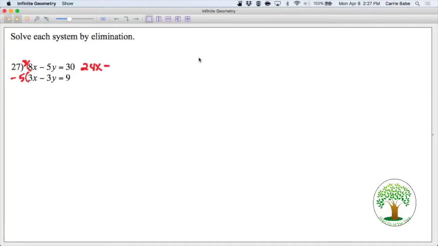Minus 15y. Be careful. This is the part that most people mess up on: after the equals, you forget to multiply by that 3. It is still a 90. Don't forget that. Then we're going to multiply a negative 5 over here to make that negative 15x, and positive 15y, and negative 45.